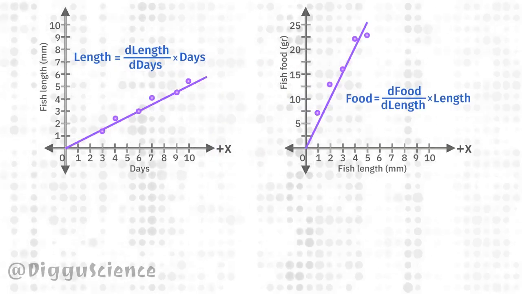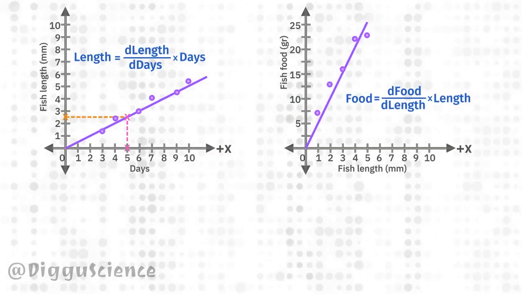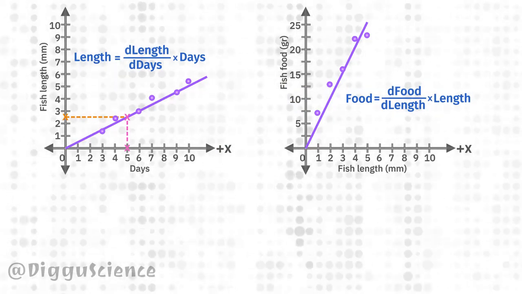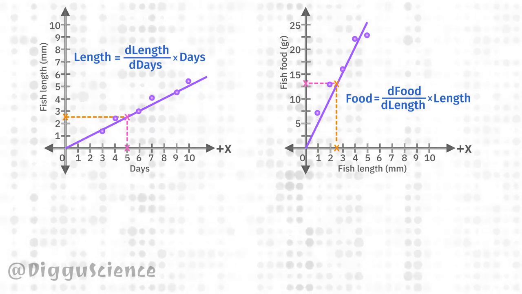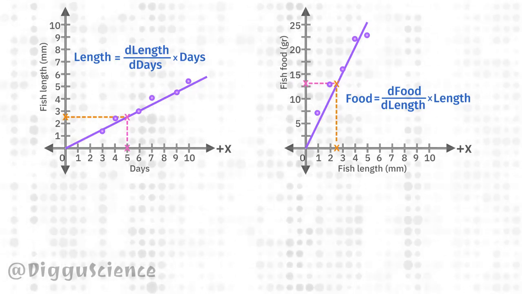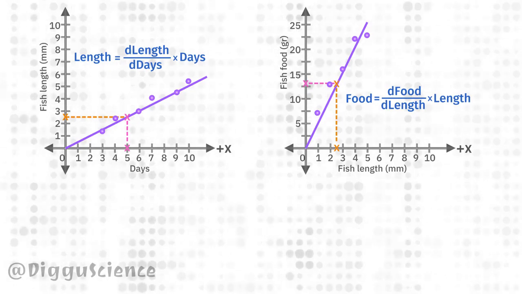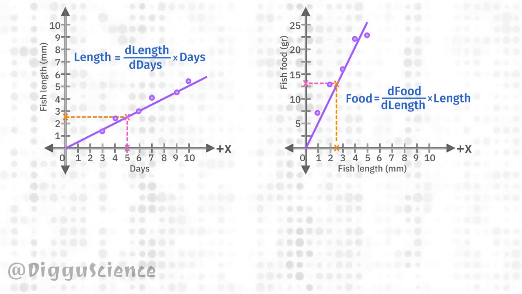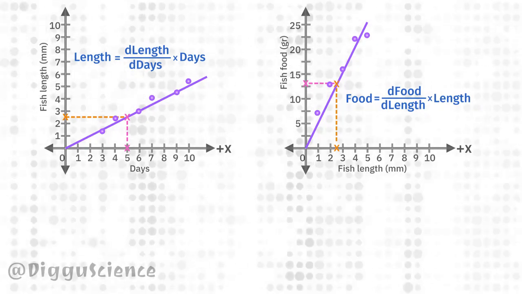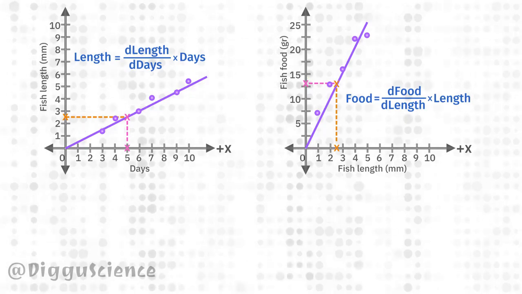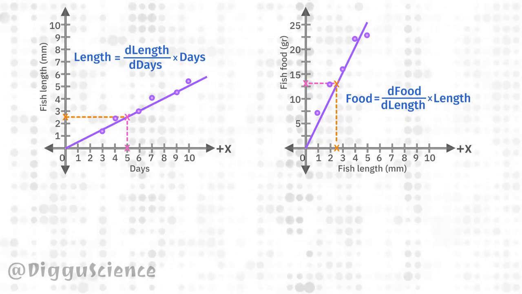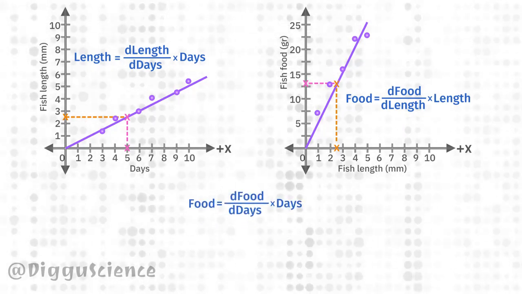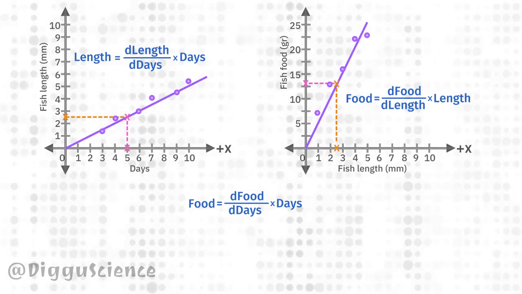Since the fish are the same, when we specify the day value, we can predict the length of the fish. From the predicted value of fish length, we can guess the amount of feed needed by the fish. In other words, changes in fish age also affect changes in feed quantity. These two quantities are also related to each other. How much food is needed each day is the derivative of food with respect to days, multiplied by the age of the fish or the number of days.